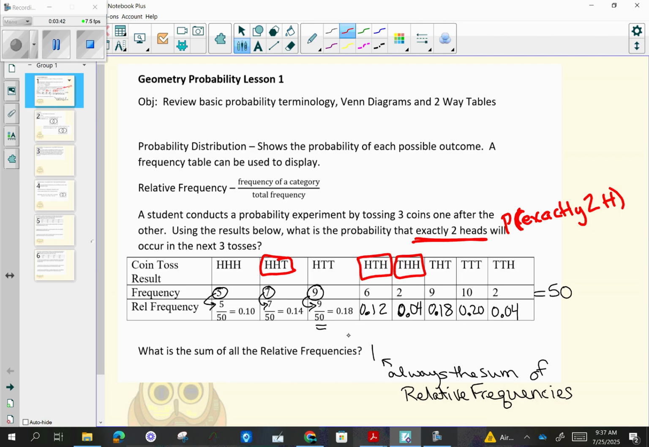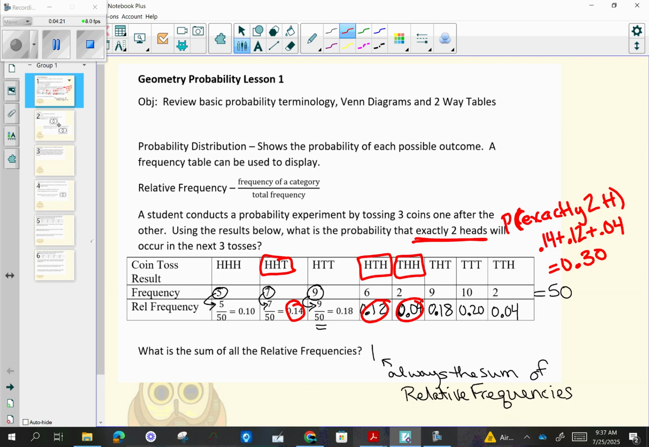We can take straight from the relative frequencies and just add up the 0.14, the 0.12, and the 0.04. You could also add their frequencies and then divide by 50. Either way works. And I believe if we can do that math real quickly, go ahead and add those numbers. We've got a probability of 0.3.